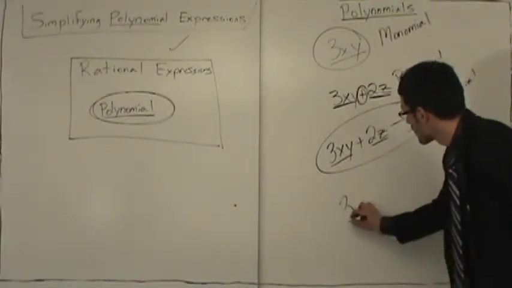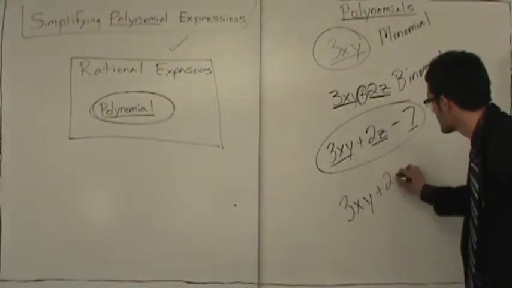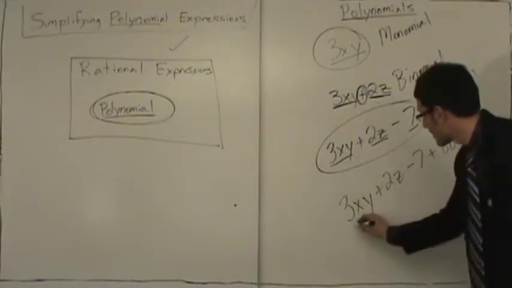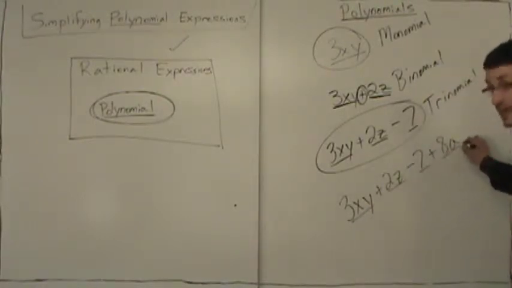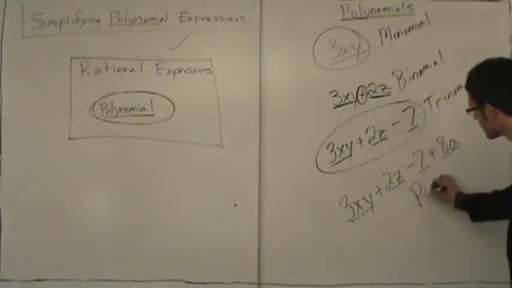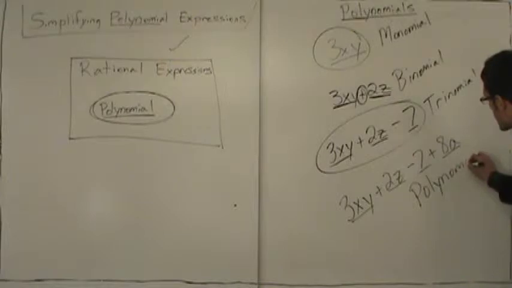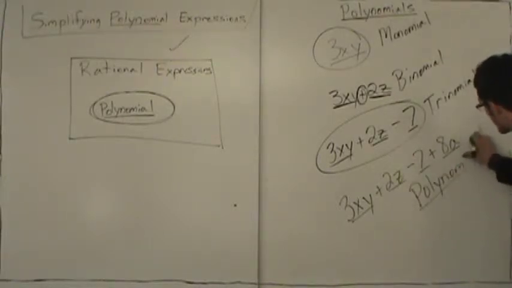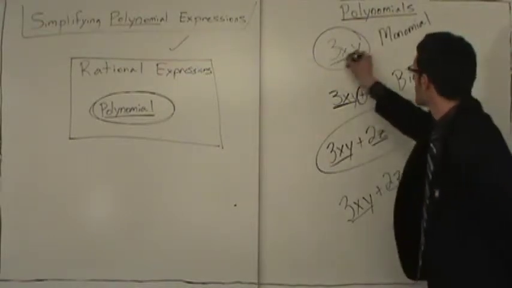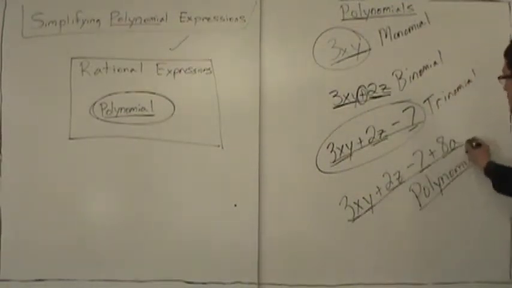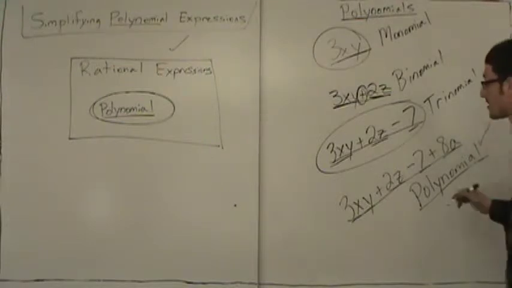However, if you have more than 3 terms, 3xy plus 2z minus 7 plus 8a, how many products do you have? 1, 2, 3, 4 products. If you have more than 3 products, I want you to just call this a polynomial. That is as specific as you can be. So we only name up to 3 terms. Okay, so this is a polynomial. I can't spell when I'm talking fast. Okay, polynomial. So 1 term, monomial. 2 terms, binomial. 3 terms, trinomial. Any more than 3 terms, the most specific that you're going to be in this class is polynomial.